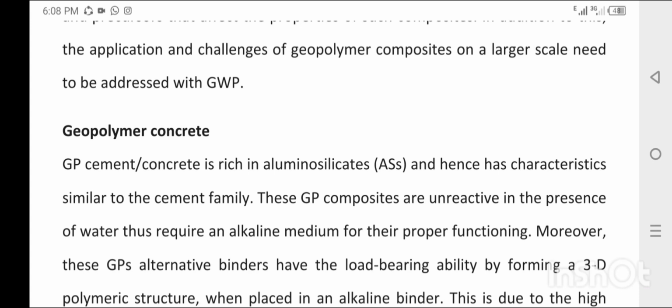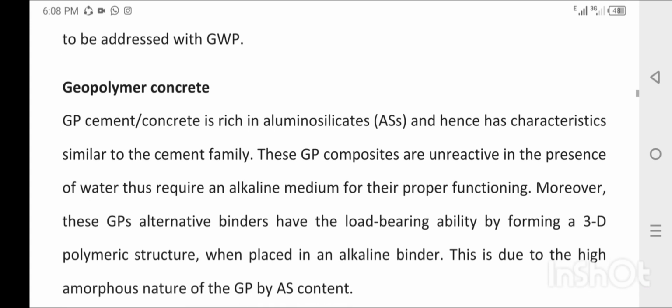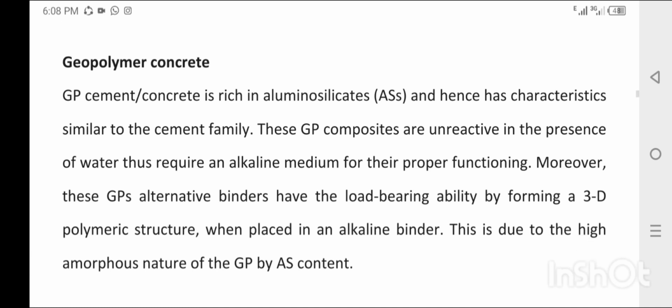After the introduction, our next part is geopolymer concrete. The geopolymer cement or concrete has a high quantity of aluminum silicate, and its characteristics are similar to the cement family. These composites are unreactive in the presence of water and need an alkaline medium to perform well. Also, these alternative binders have load-bearing ability by forming 3D structures when placed in an alkaline binder.